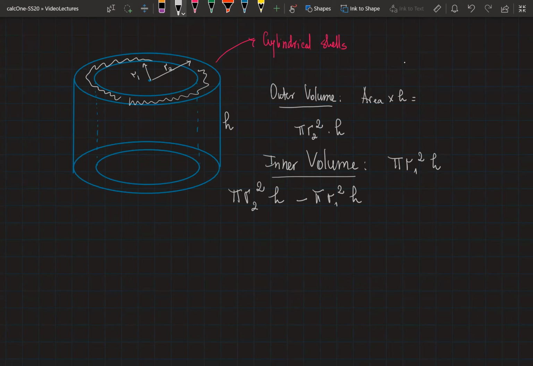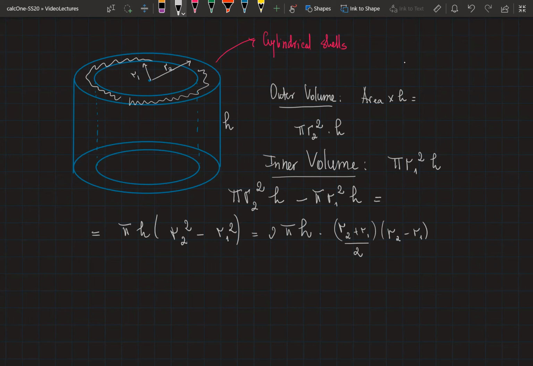We can take out the pi and h from the brackets. What we will get is R2 squared minus R1 squared. We are going to rewrite this term in a different form: pi multiplied by h multiplied by (R2 plus R1) multiplied by (R2 minus R1). If you open up the two brackets, we get exactly R2 squared minus R1 squared. So I'm going to put a 2 here and multiply by it, so these two expressions are equal.